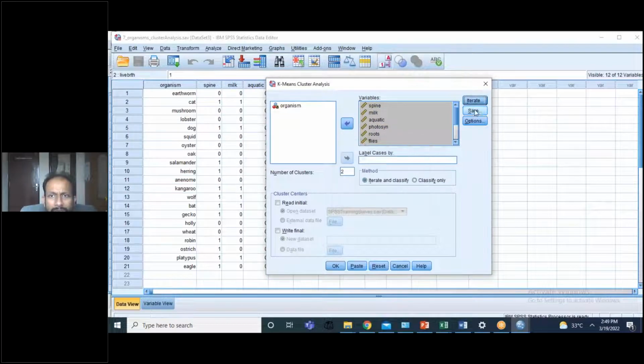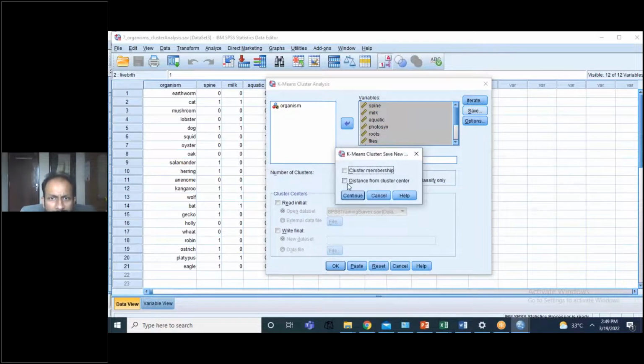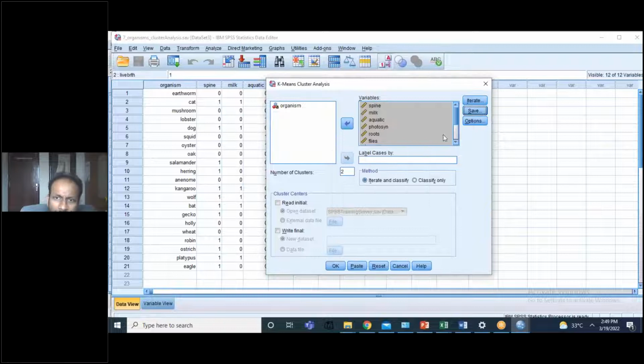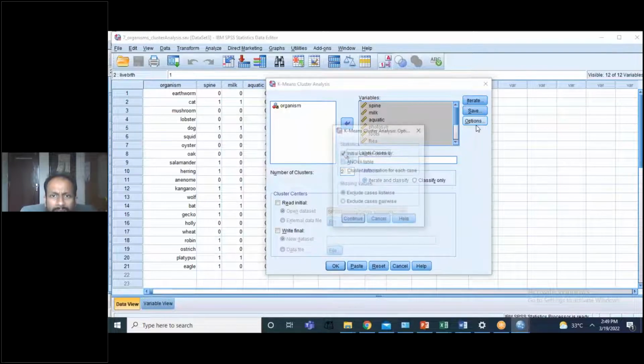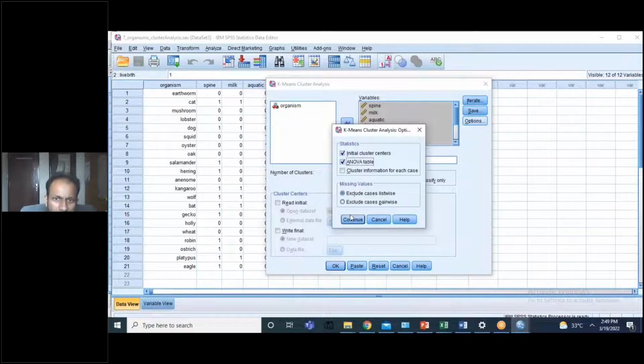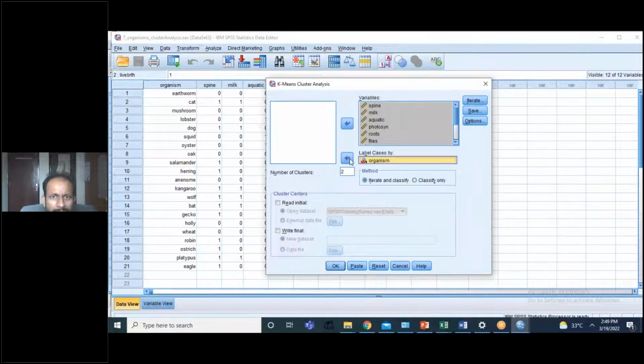Iteration, no need. Save, anything you want to save, no need. Maybe you can have this ANOVA table also, and cluster information for each case. You can choose this. Organism, you can label case by organism. All right, now click on OK.